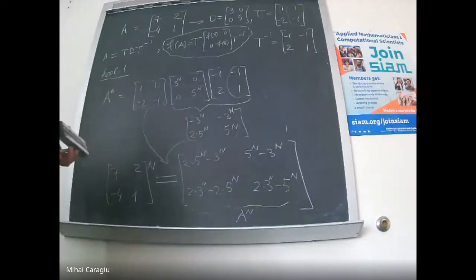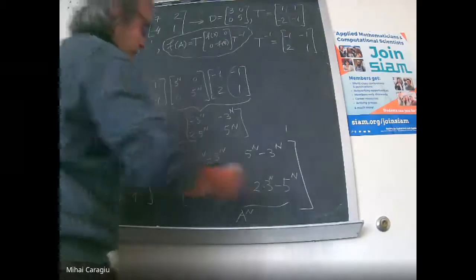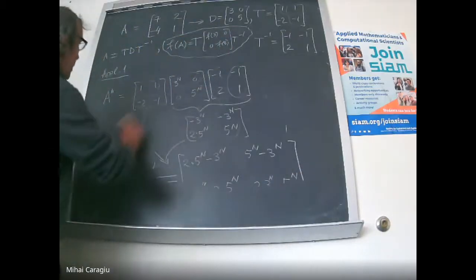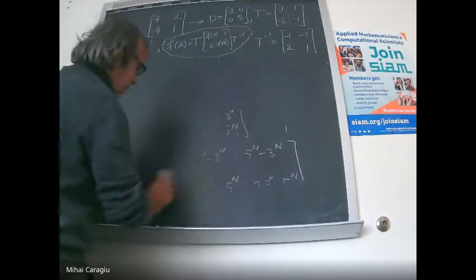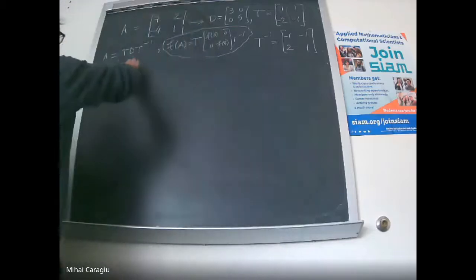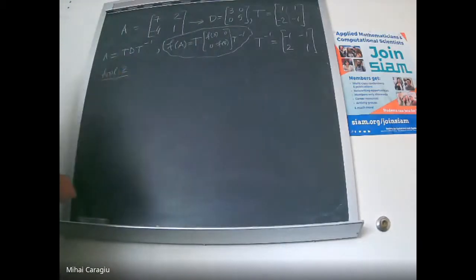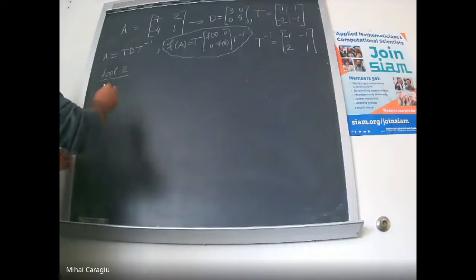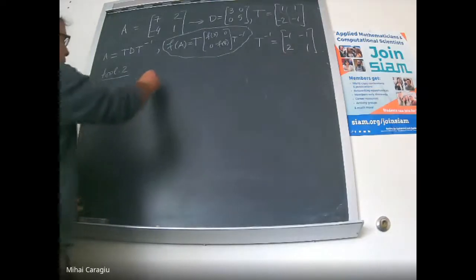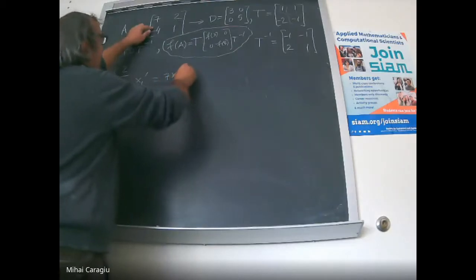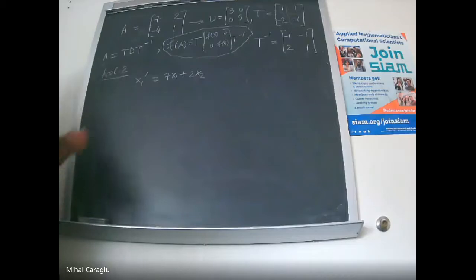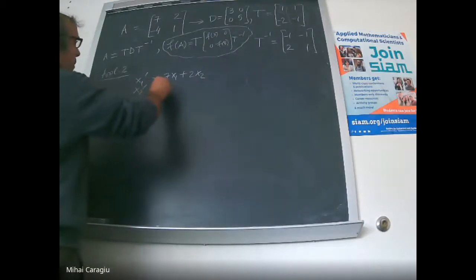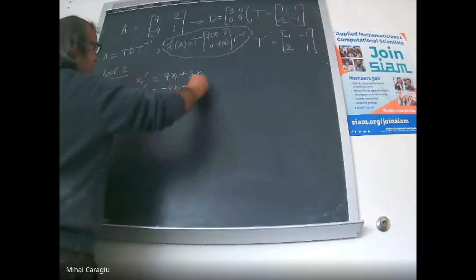The second application involves solving linear systems and differential equations. Let's still remain based on this matrix just to show the idea of how it works. Application 2: how to use this diagonalization to solve a related system of linear differential equations. The unknowns are x1, x2, two unknown functions, and the system is like this: x1 prime equals 7x1 plus 2x2, and x2 prime equals minus 4x1 plus x2.